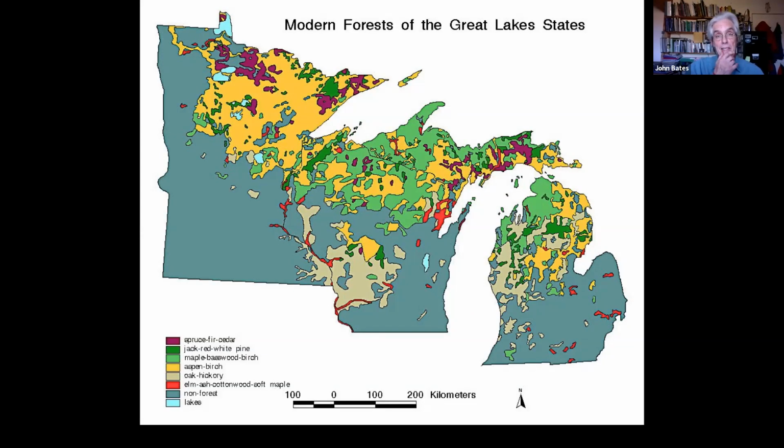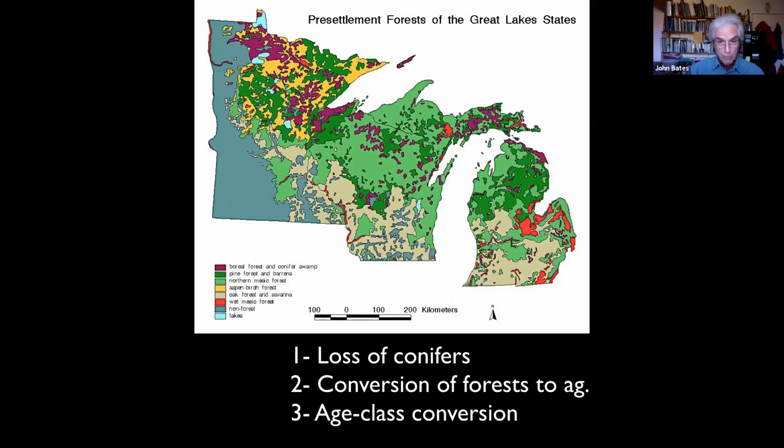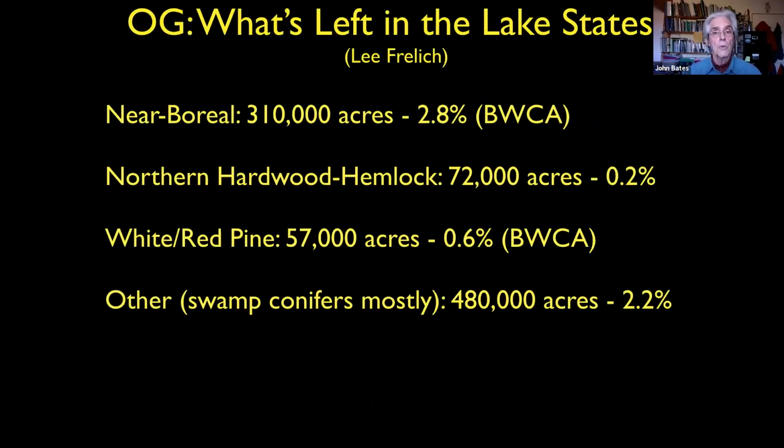This again is that photo, the map of what once was pre-settlement. And the changes are threefold, in particular loss of conifers, loss of all the pines, loss of hemlocks, spruces and so forth, conversion of a lot of forested land to ag, and then age-class conversion, taking this 2/3 to 3/4 old growth forest and converting it to very young forest. So what's left in the lake states?